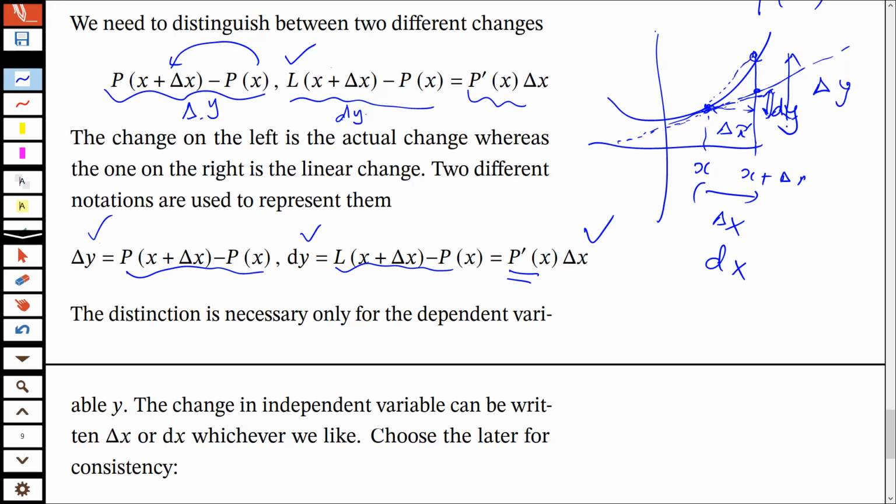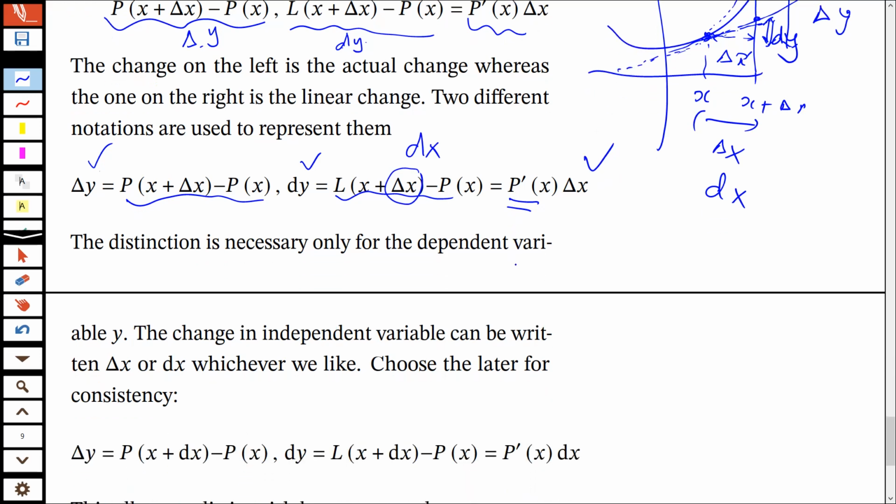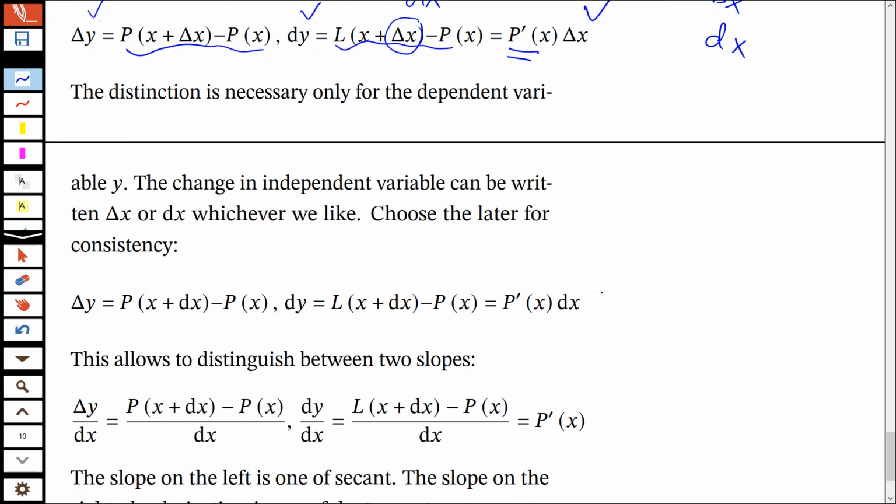That was our choice, but this is not our choice. This delta y and this dy are different. This delta y is the total change. This dy is the change captured by the tangent line. So to be consistent, I can replace this delta x with dx because that's my choice, and rewrite those two definitions. For the independent variable x, it doesn't matter. The difference only is important for y.